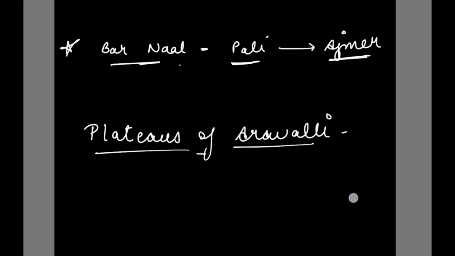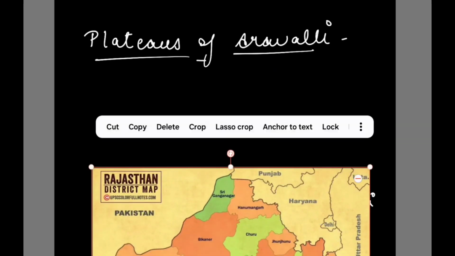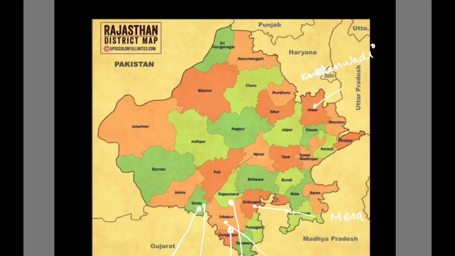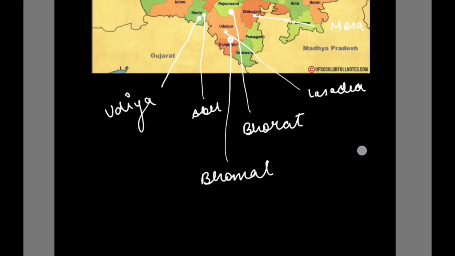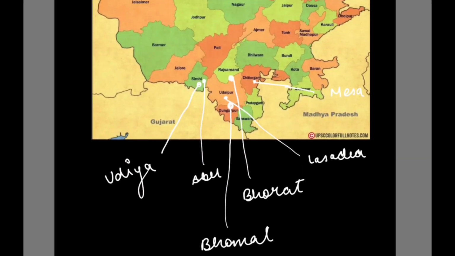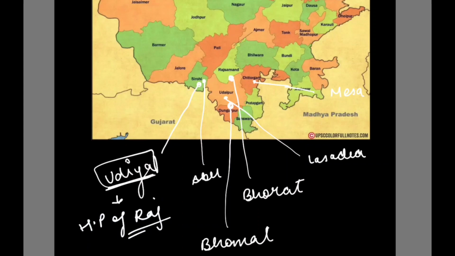Okay. Moving towards the plateaus of Aravalli, we need to know the plateaus. So let's study with the help of the map. We have Sirohi. Over Sirohi we have Udia Plateau. Okay, and Udia Plateau is the highest plateau of Rajasthan. It is situated in Sirohi. Then we have Abu Plateau. By the name we can easily know that Abu Plateau is situated in Sirohi.